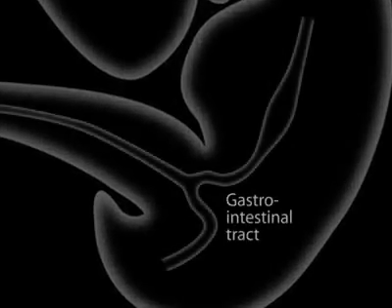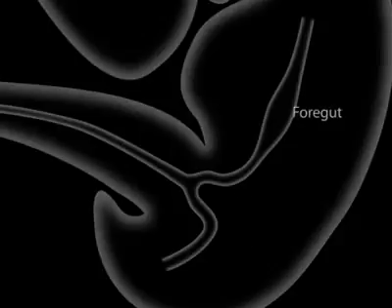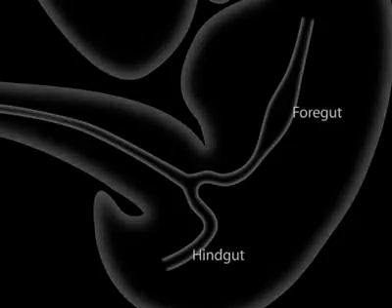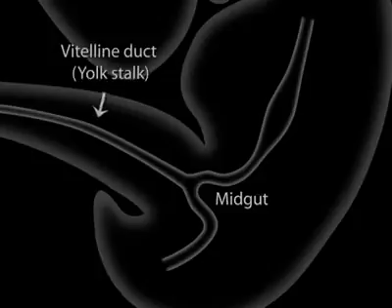Rotation of the midgut happens during the second month of intrauterine life. This is the gastrointestinal tract, consisting of the foregut, the hindgut, and the midgut. The midgut is continuous with the vitelline duct, or yolk stalk, which later becomes obliterated.